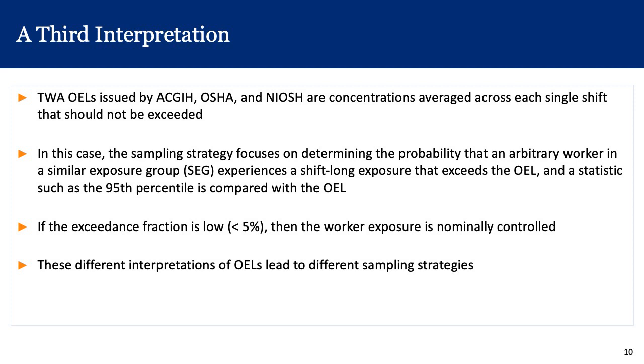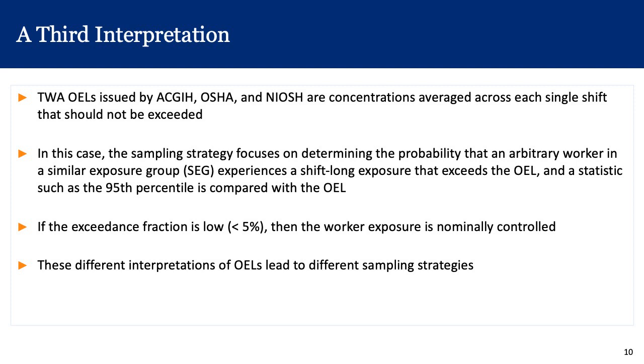A third interpretation is that TWA OELs that have been issued by ACGIH, OSHA, and NIOSH are concentrations averaged across each shift that should not be exceeded. But here, the sampling strategy focuses on determining the probability that an arbitrary worker in an SEG experiences a shift-long exposure, and we use a statistic such as the 95th percentile of the exposure distribution that is compared with the OEL. So if the exceedance fraction is less than 5%, then we say that the worker's exposure is controlled.